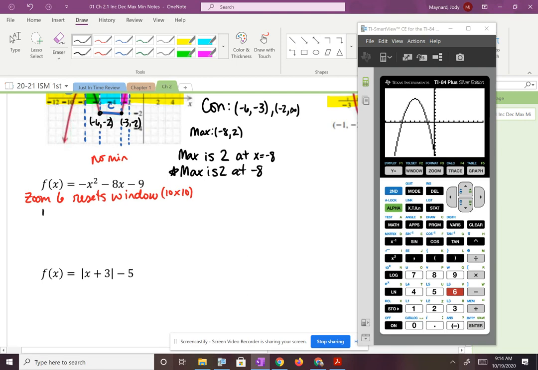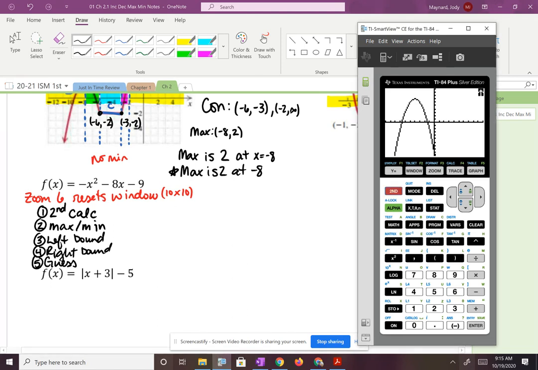So the first thing we do is second calc. We either look for the maximum or the minimum. You have to tell it, max or min. Then you're going to do left bound, right bound, and guess. Okay. So before we can do increasing and decreasing, you need that turning point or the max or min. You need that first. So this one, if we look at this, this has a maximum, right?